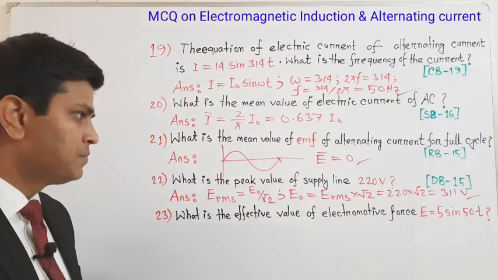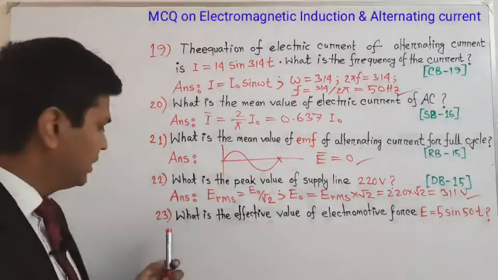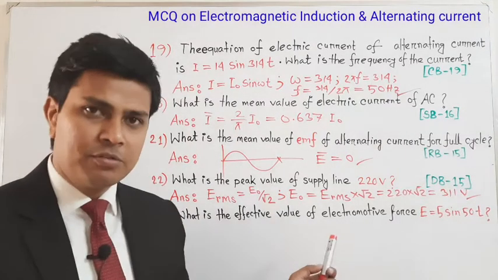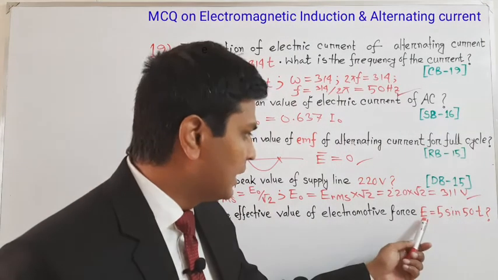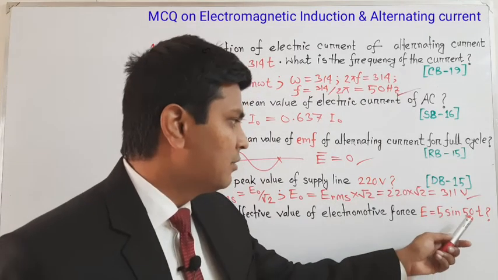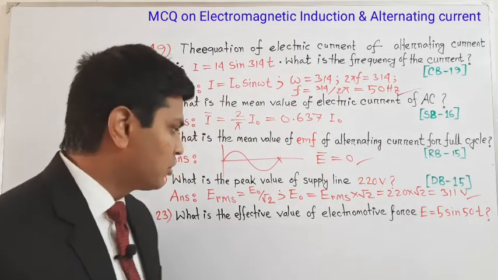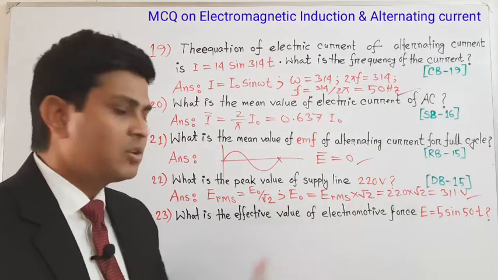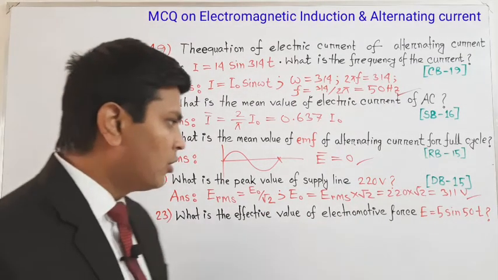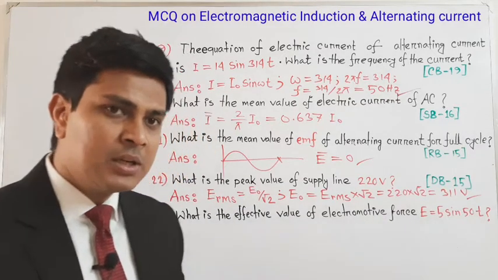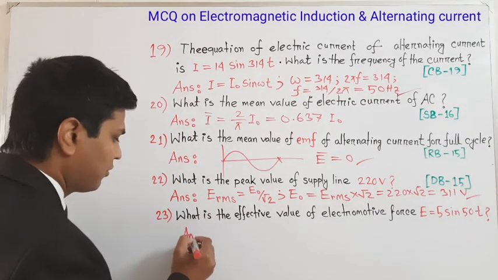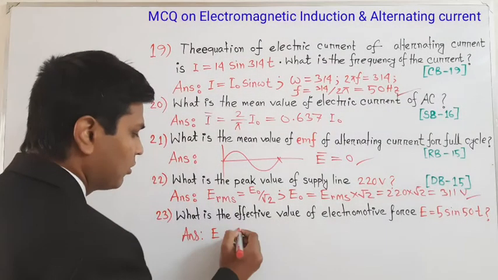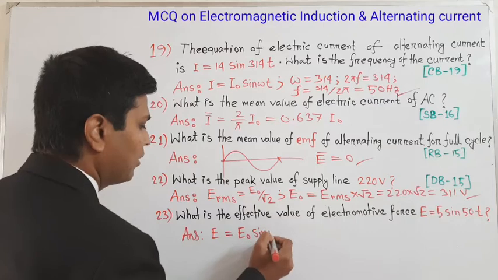Hope you have understood. Now question number 23. The question is, what is the effective value of the electromotive force when E is 5 sin 50 t? We have to calculate the effective value of electromotive force, that is the RMS value of the electromotive force. So first of all, we compare this given equation with the equation of electromotive force of alternating current, and we know E equals E naught sin omega t.